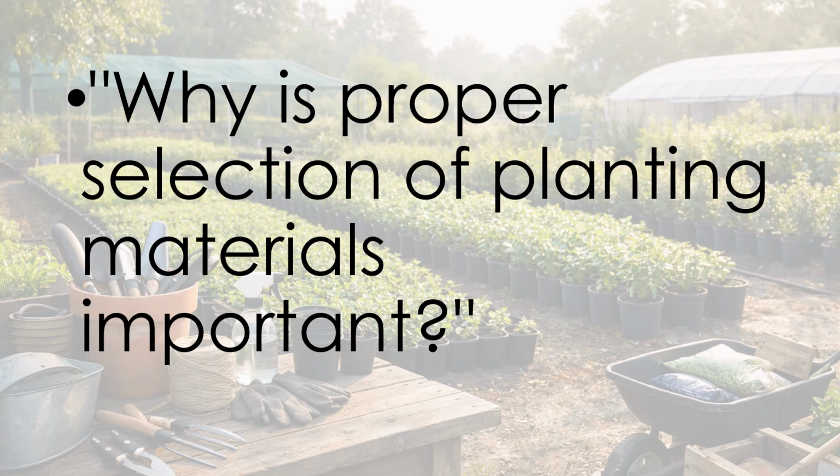Now that we know our key vocabulary, let's think about this question. Why is proper selection of planting materials important? The answer lies in the success of plants we grow. Healthy, well-chosen materials give us stronger plants, better yields, and resistance to pests and diseases. If we choose poorly, plants may fail to grow, cost us more money, or produce low-quality harvests.